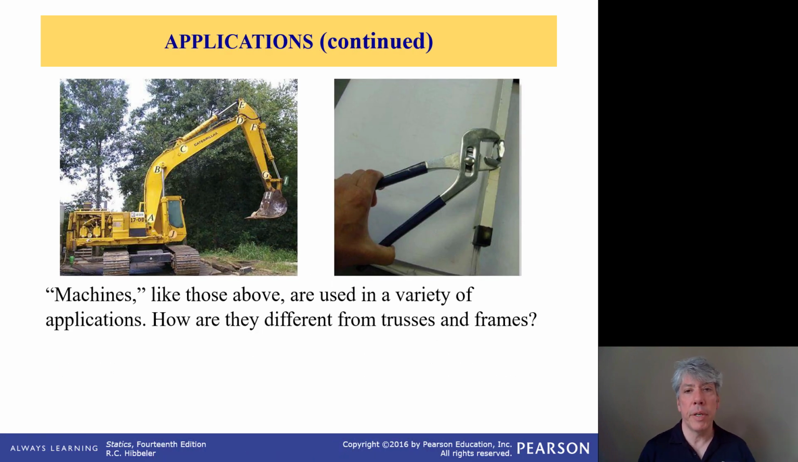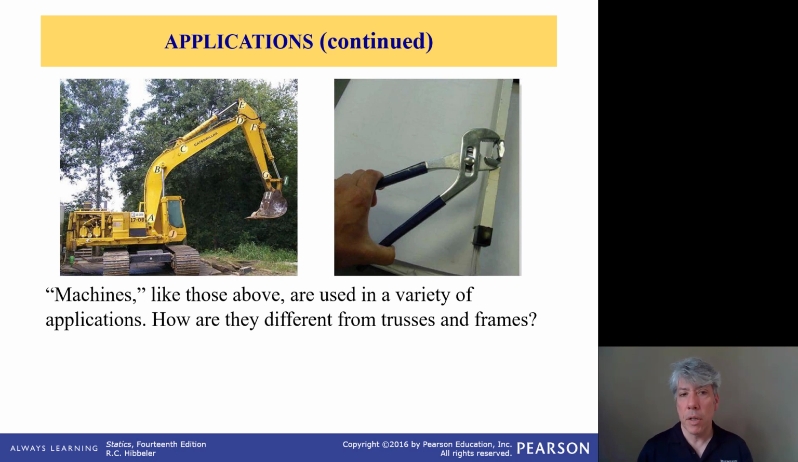Machines, on the other hand, are a little bit different. You might recognize these things as machines. Certainly the backhoe, well, it's not a backhoe, that's an excavator. The excavator is definitely a machine. You might not recognize the channel locks as a machine, but in fact they are. So how are they different from trusses and frames? Because these look like they just have members.